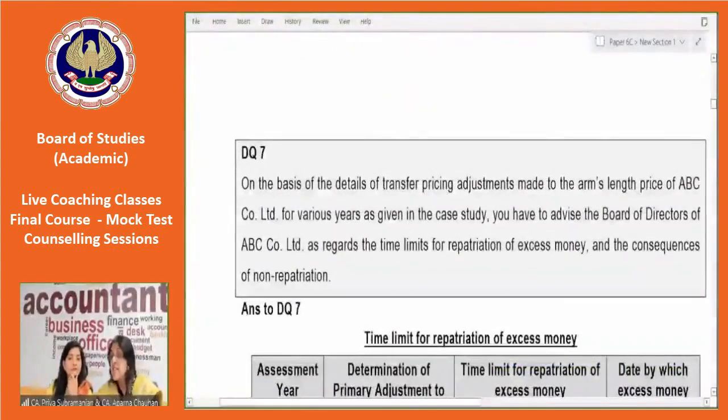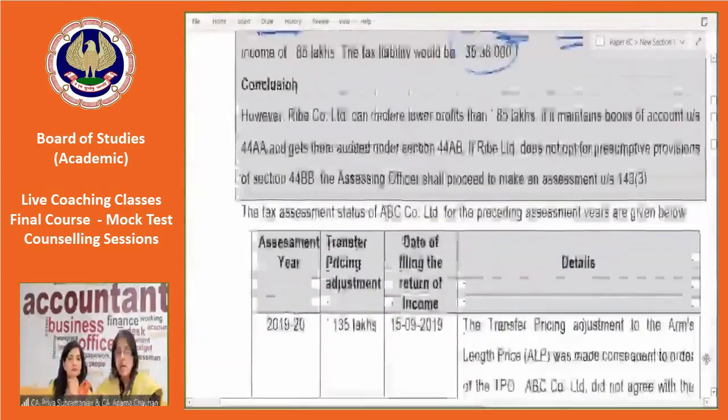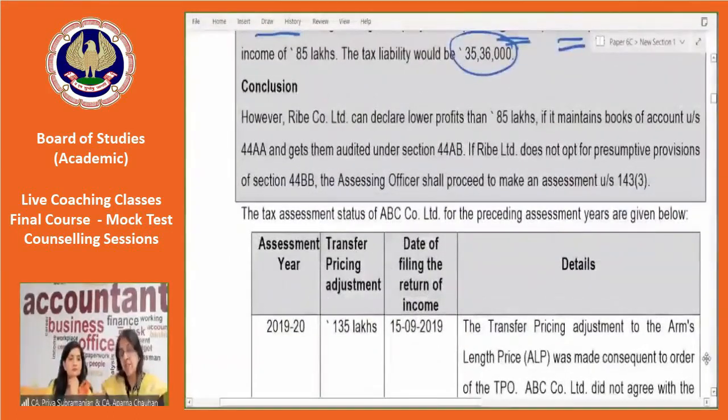Secondary adjustment is the adjustment in the books of accounts. The transfer pricing adjustment is the primary adjustment, made by computing the total income. Secondary adjustment is making an entry in the books of accounts. Now, in this case, once you make that entry, then thereafter you have to repatriate the money.